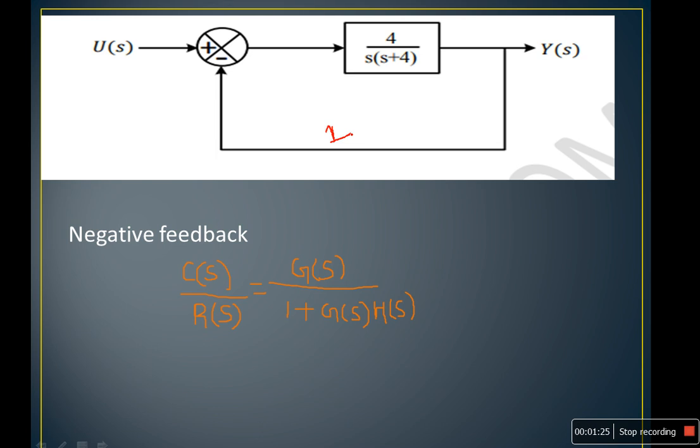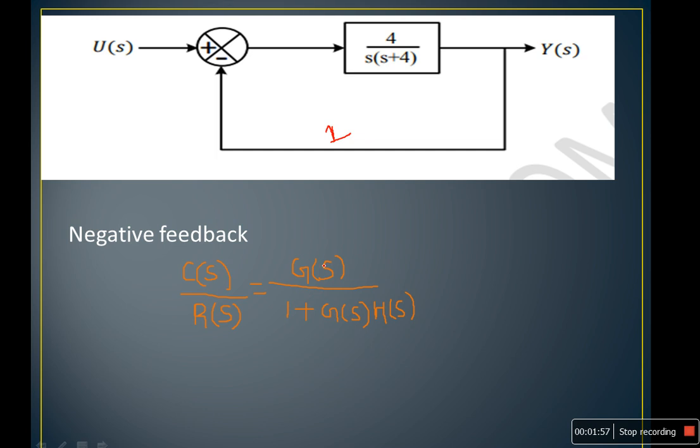So now we are trying to find out the transfer function for this system. The transfer function is nothing but the ratio of output to the input. Here the output is Y(s), input is U(s). So we need to find out Y(s) by U(s). The formula is G(s) by 1 plus G(s) into H(s). Here G(s) is 4 by s into (s plus 4), and H(s), if you are not having any value, is considered as 1. H(s) value is 1.